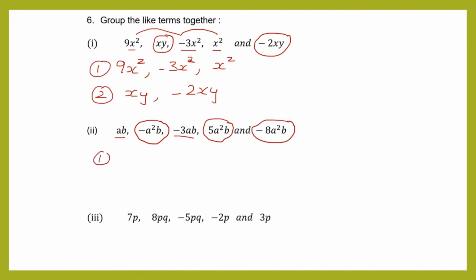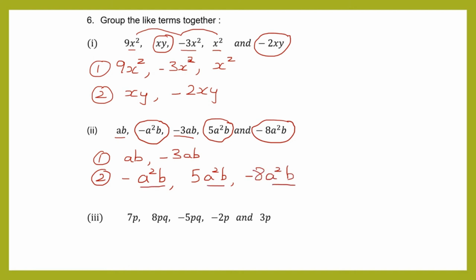So the first group, let's write it down. AB and minus 3AB. They are like terms. Can you see both the terms have A, B in them? The second set of like terms, minus A square B, 5A square B and minus 8A square B. They all have A square B in them. A square B, A square B. Let's go on to question 3.